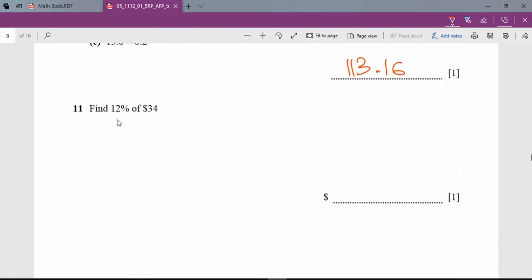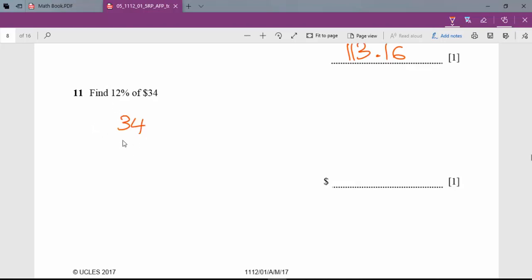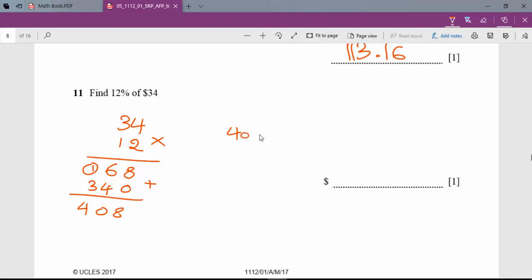Question 11, find 12% of 34. Then let's multiply them first. 34 times 12. 2 times 4 is 8. 2 times 3 is 6. A 0 here. 1 times 4, 4. 1 times 3, 3. Now add them. 8, 10. 6 plus 4 is 10. 0 here, 1 there. 1 plus 3 is 4. It's 408. And this result should be divided by 100. 408 divided by 100. Divide by 100 means send two numbers after the decimal point, so it's 4.08.